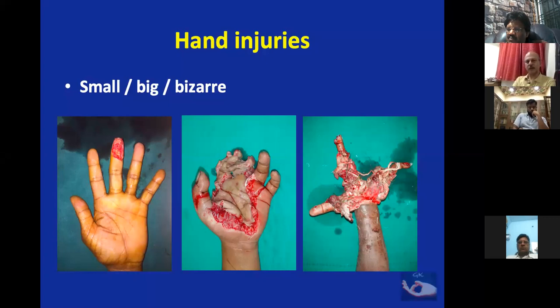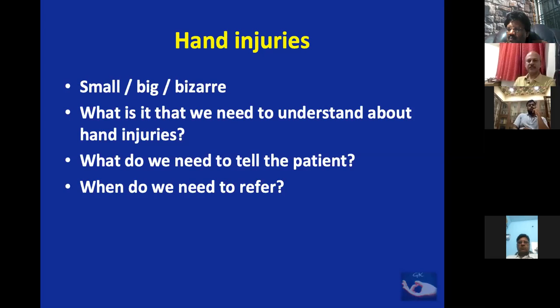Now, we need to understand what is it about the hand injury that is so different from other injuries, what do we need to tell the patient, and when do we need to refer? Now, the thing about hand injuries is sometimes you get a patient with a complete degloving of the skin of the hand, but still the patient will be able to do complete movements without any skin because his musculoskeletal unit is still intact. The same hand, after reconstruction, after 3 weeks, you've done a fantastic flap cover, skin cover, you've done a tendon repair, everything you've done, you know how much movement there will be.